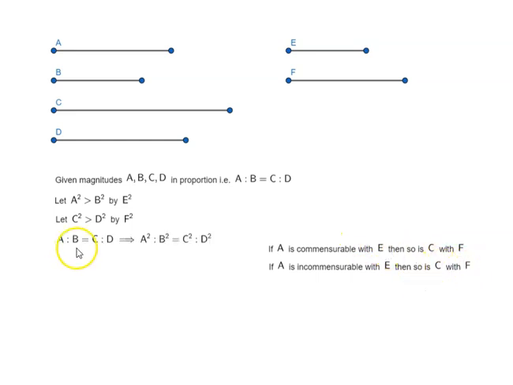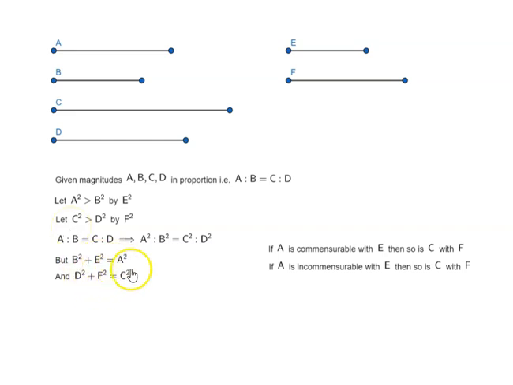Let's take it step by step. Now, A is to B is equal to C is to D. We are given that. Now, that implies that A square is to B square is equal to C square is to D square. The squares will also be proportional. Now here, if you notice, we are given that A square is greater than B square by E square. That means B square plus E square is equal to A square. And similarly, C square is greater than D square by F square. So that means D square plus F square is equal to C square.